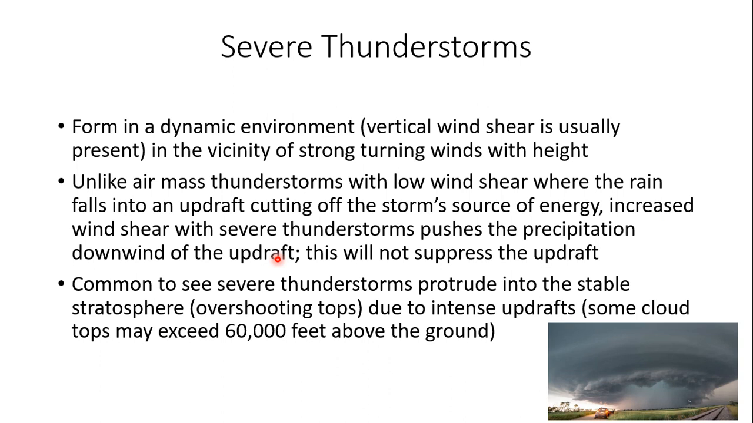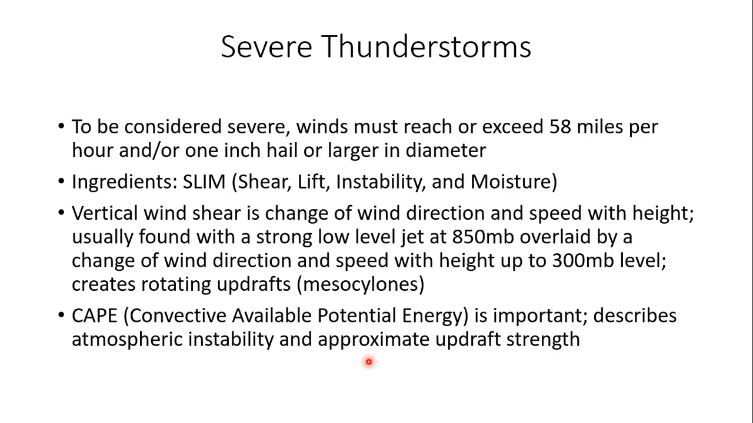We talked about vertical wind shear being very important in the development of severe thunderstorms, strong turning of winds with height. In general, intense wind shear tends to keep the precipitation downwind of the updraft out of the updraft core. So you get an unimpeded, strong updraft, not cutting off the supply of energy to the storm, and you can get cloud tops in excess of 60,000 feet. The tops of the thunderstorm clouds tend to overshoot into the stable stratosphere with severe thunderstorms.